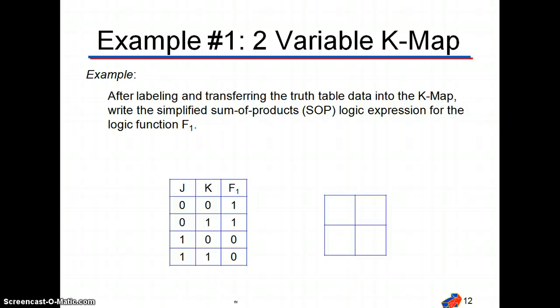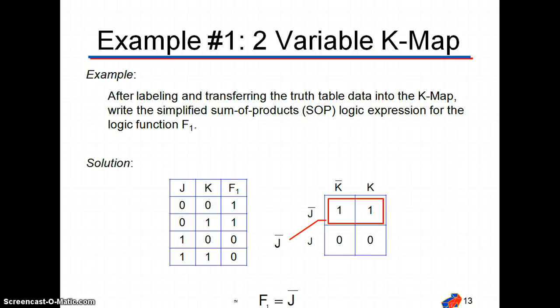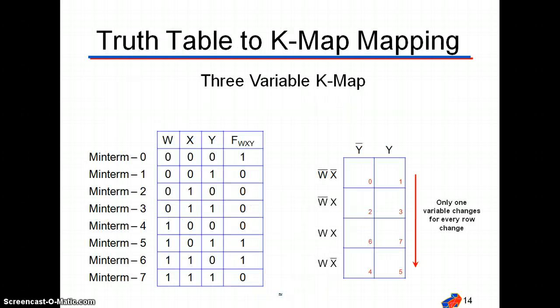Now the example for a two variable K-map. It's a JK flip-flop. Let's say for 0, 0 it's 1, for 0, 1 it's 1, for 1, 0 it's 0, and for 1, 1 it's 0. So the two ones are put over here and here, minterm 0 and minterm 1, and the rest two zeros are put over here. This one is here and this one is here. So this forms F1, which gives us J bar.